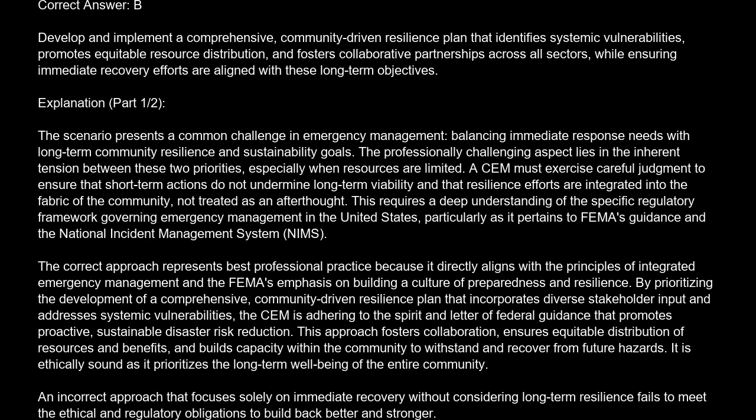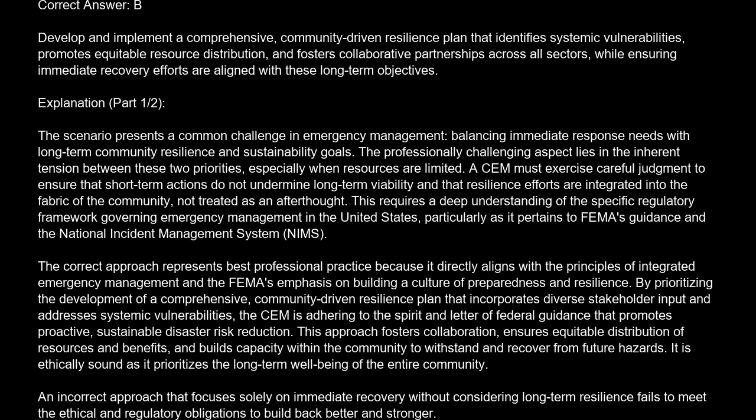The correct answer is B. Develop and implement a comprehensive, community-driven resilience plan that identifies systemic vulnerabilities, promotes equitable resource distribution, and fosters collaborative partnerships across all sectors, while ensuring immediate recovery efforts are aligned with these long-term objectives.